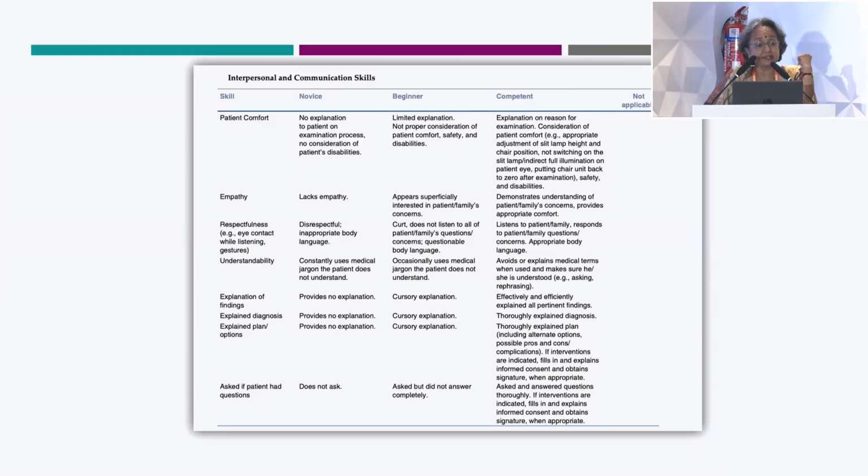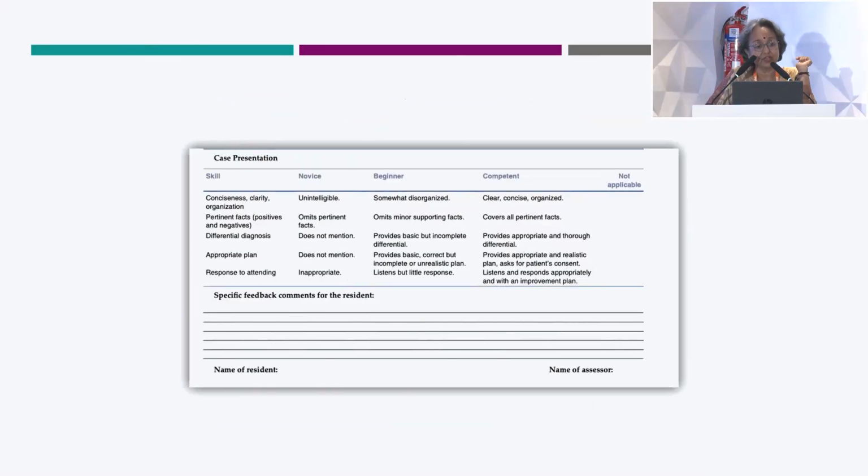Most important, often neglected, are the interpersonal and communication skills, which look at patient comfort, empathy, respectfulness, explanation of findings, explain the diagnosis, explain options and the plan, and ask the patient if they had any questions. All this your resident is doing while you are observing. And finally, they summarize this whole thing and present it to you as a case presentation. This is very important for their final exam. Then you give the feedback, write down the feedback, make the residents sign that they have read it and understood, and you sign and then give it to them, dated.